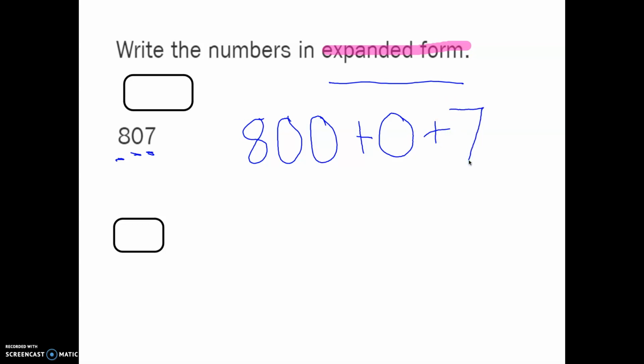So it's 7. So the number 807, when I write it out in expanded form, is 800 plus 0 plus 7. One more.